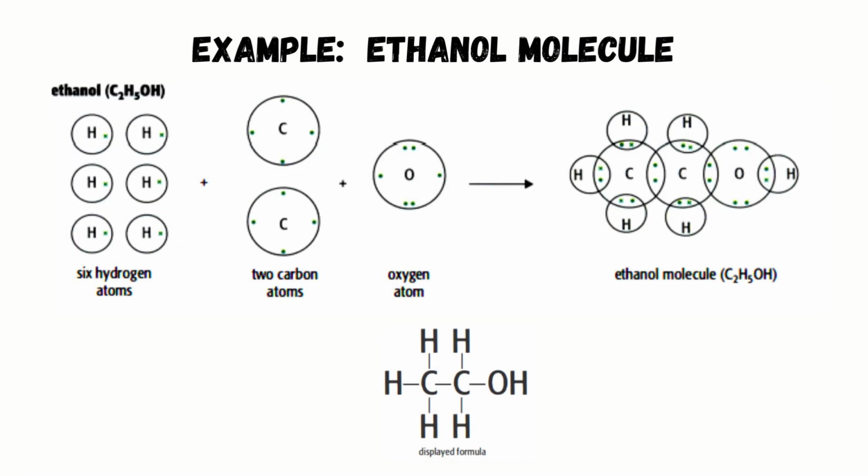Next example is ethanol molecule. In ethanol, there are 2 carbon atoms, 1 oxygen atom, and hydrogen atoms. So you will see one sharing between both the carbon atoms, which gives you a single covalent bond. You can see a single covalent bond between every atom here, as there involves only one pair of electrons getting shared.